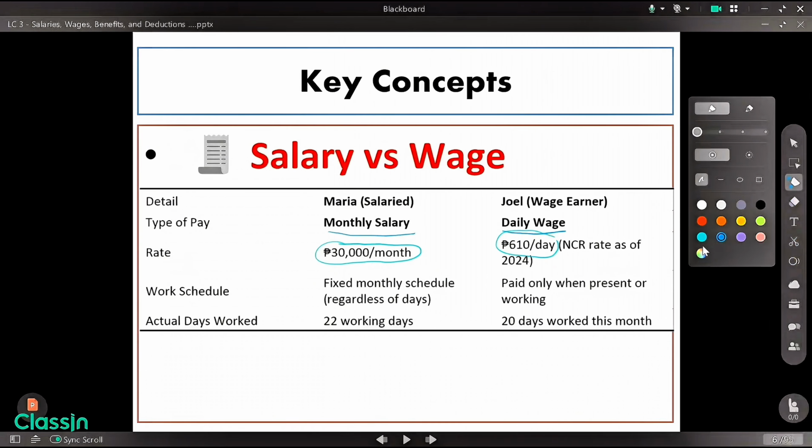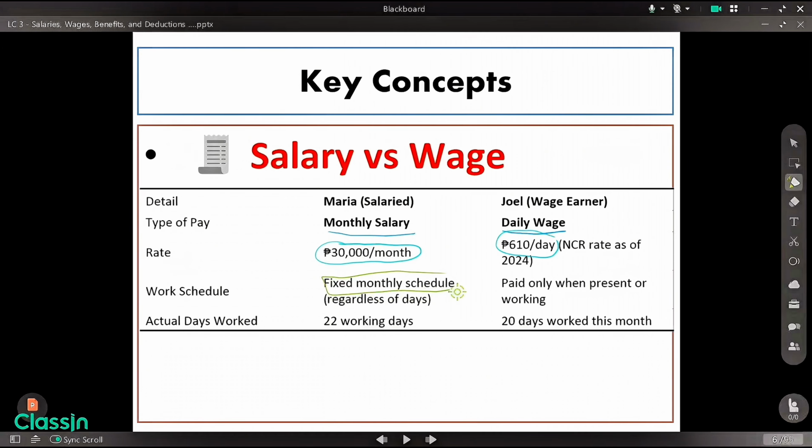In the work schedule of Maria, it is a fixed monthly schedule that has 22 working days. But as for Joel, he will be paid only when present or working. So the actual days worked of Joel is 20 days. If we are going to compute the monthly income of Joel, it will be 12,220. And again, this is not fixed.